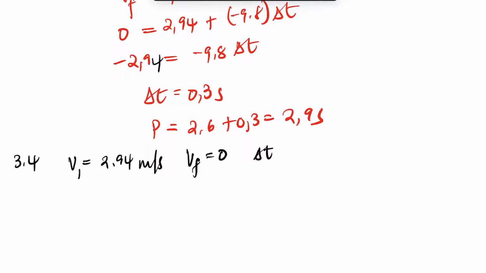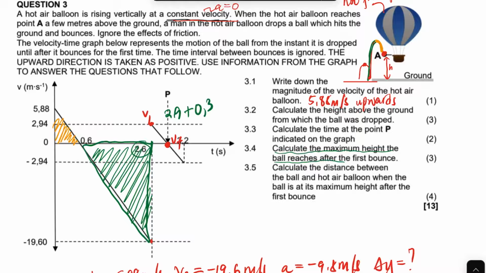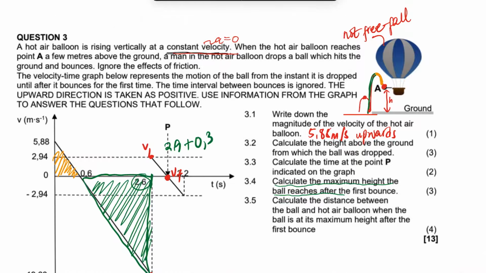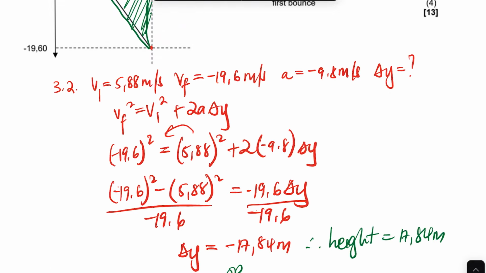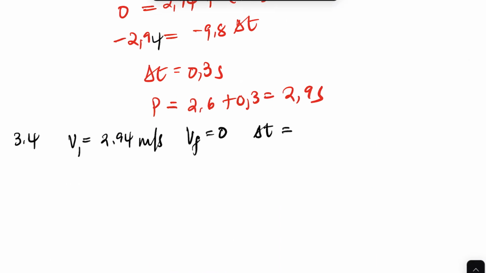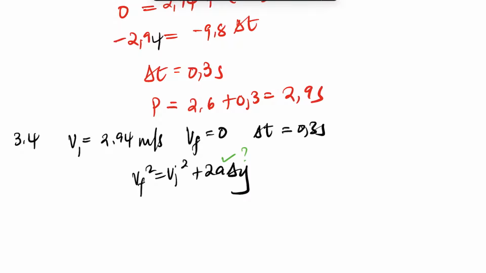And the time, now we do have the time that took from the ground to the maximum point after the bounce at 0.3. That's the time that we just calculated, 0.3 seconds. So we'll use the formula, since we wanted the height: Vf squared is equal to V initial squared plus 2a change in y. Why are we using this one? We want this guy. Acceleration we do have, initial and final we do have.